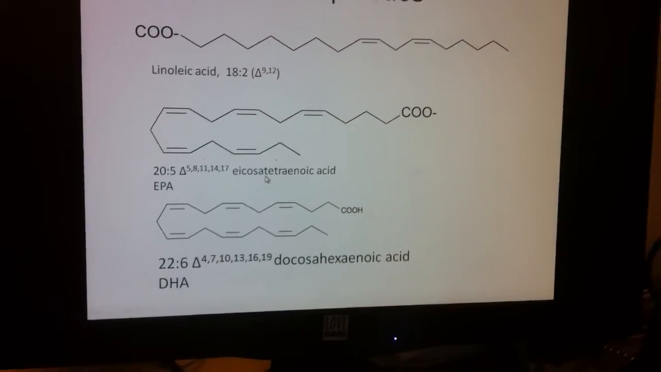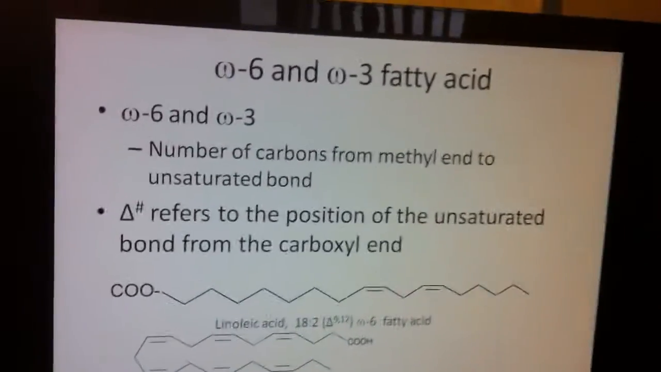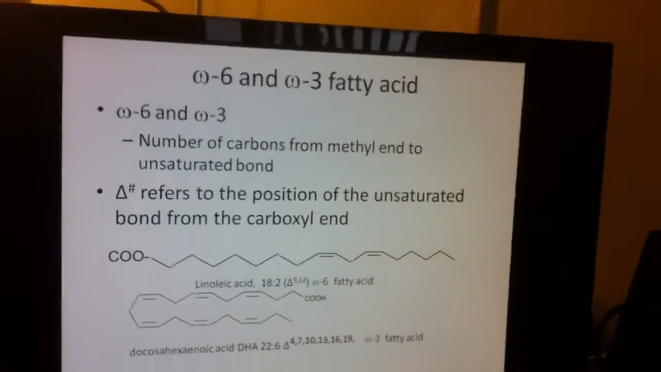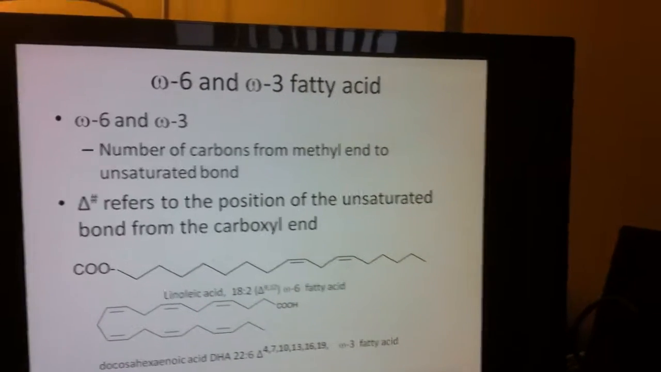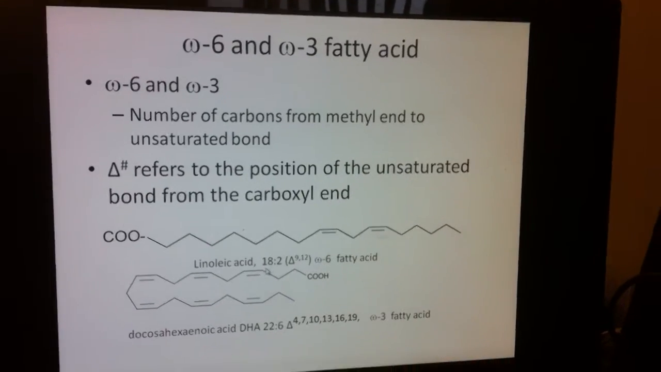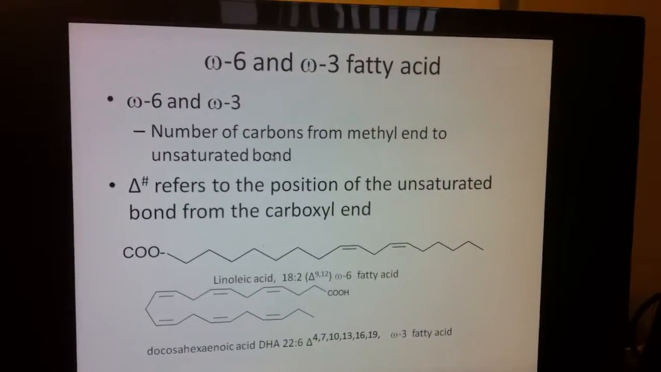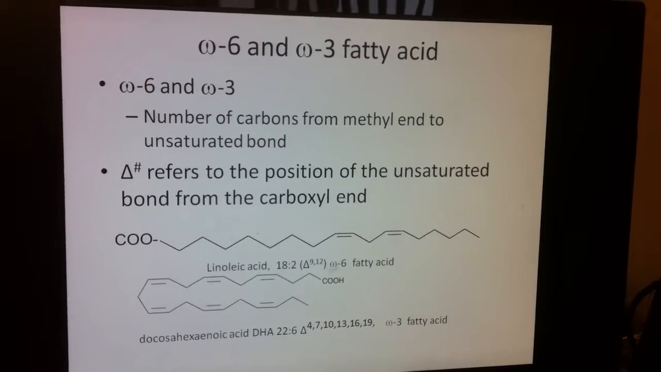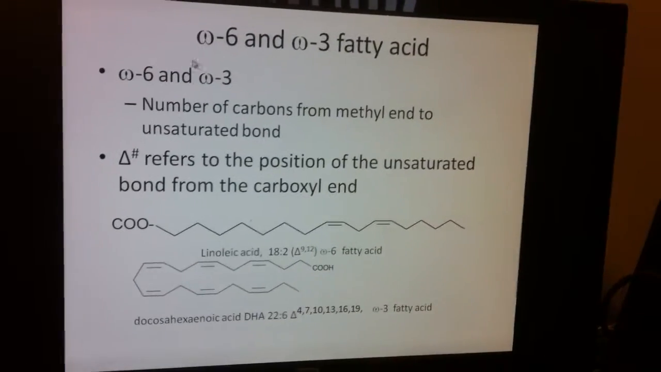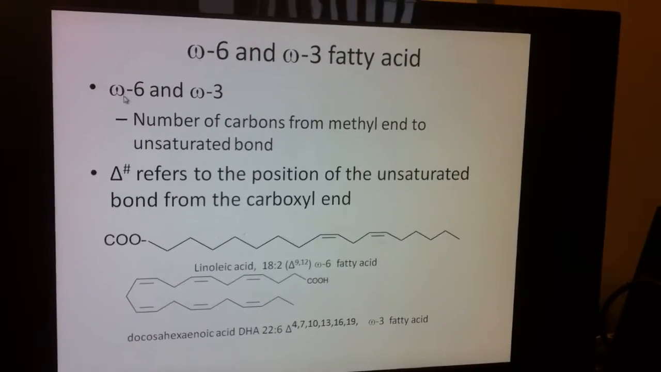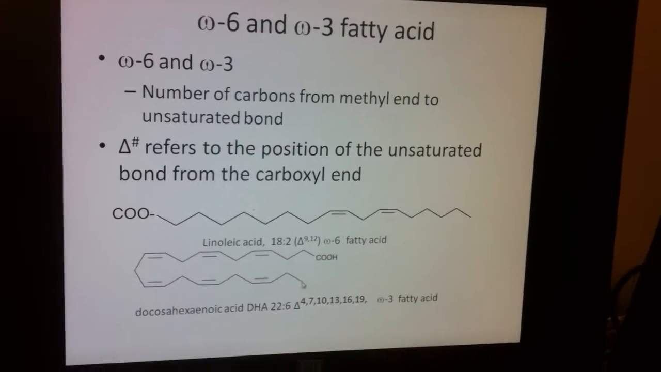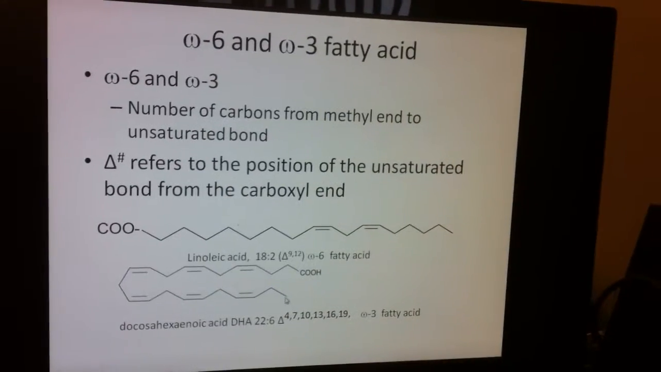It's pretty simple, right? Okay, so let's go to the most important and interesting part, omega-3 and omega-6 fatty acids. Remember, I told you before, the delta 9 means the position of the double bond from the carboxyl group. So if you want to name omega-3 and omega-6, you should count from the methyl group here.